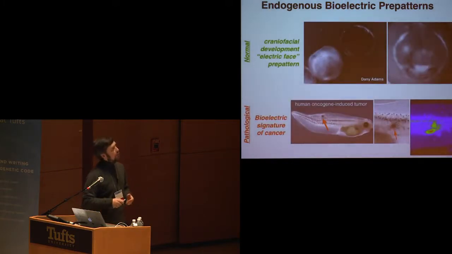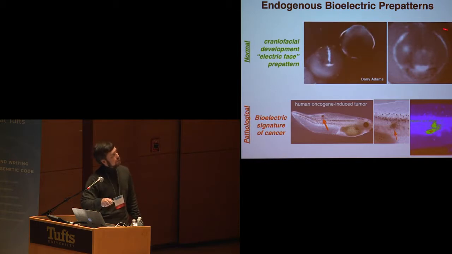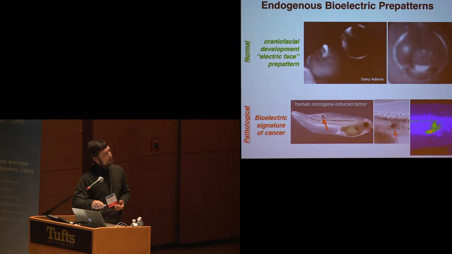So these electric pre-patterns are in two forms. There are your normal endogenous pre-patterns, such as this electric face, first discovered by Danny Adams, which shows you where the different organs and the different gene expressions and positions of the face are going to form in this tadpole. And then you've got your pathological patterns like this, where this tumor induced by a human oncogene is revealed by its aberrant depolarization even before it's morphologically apparent.